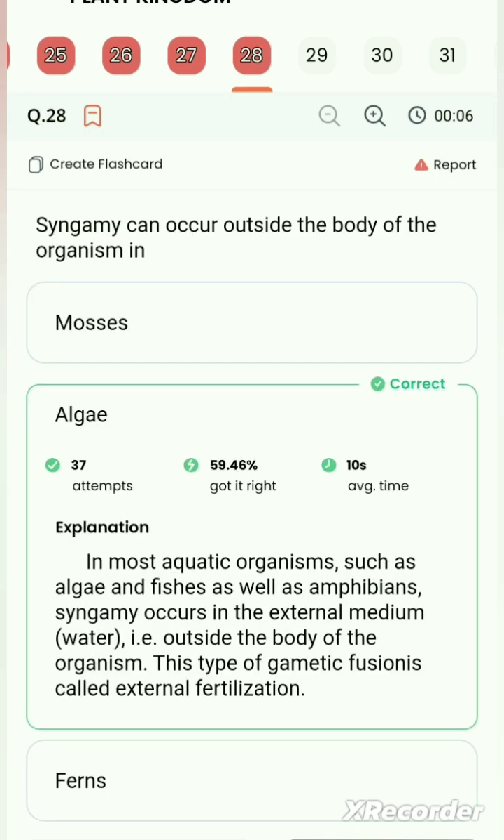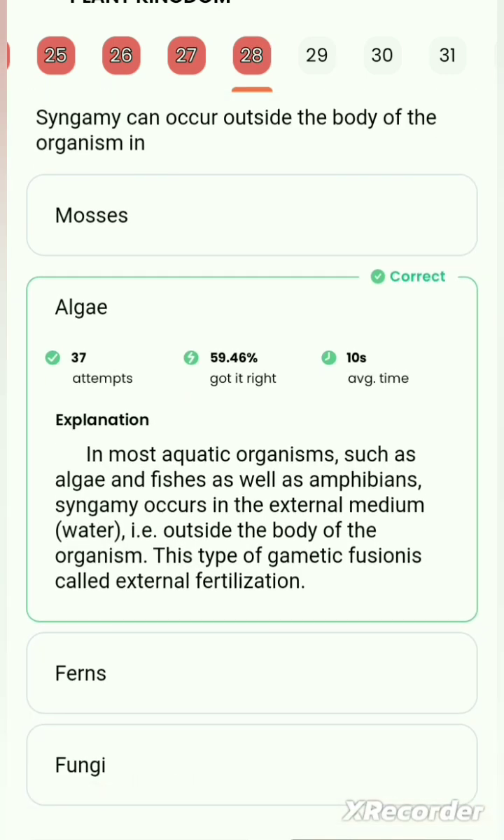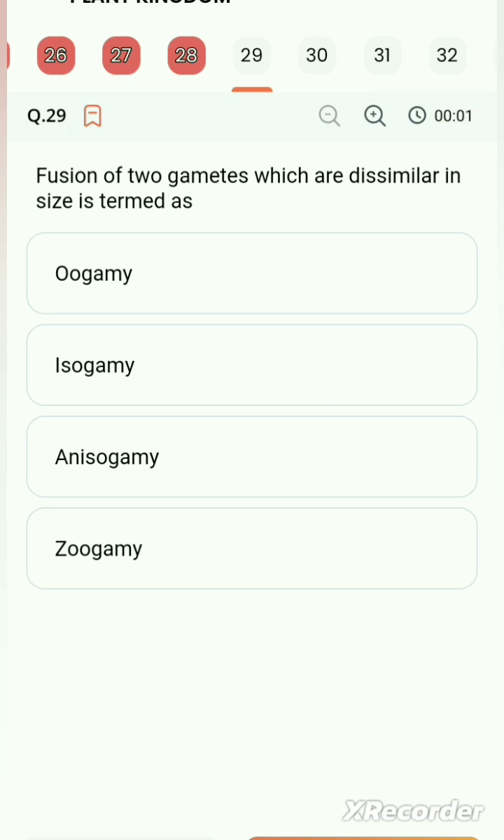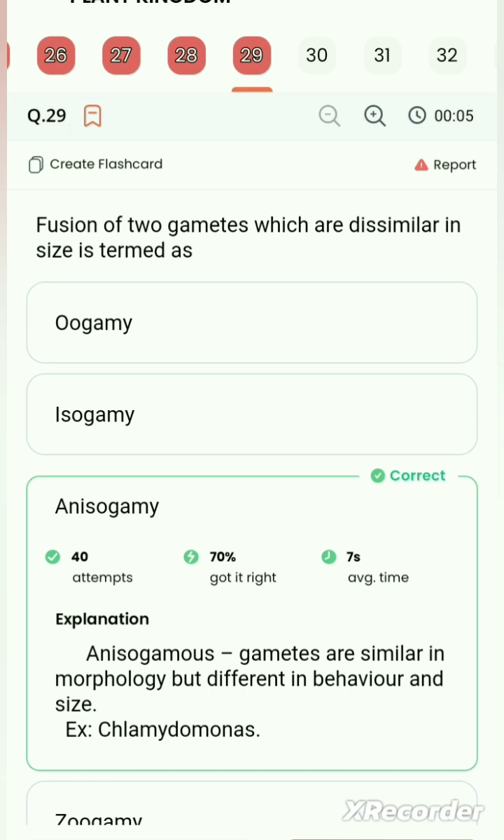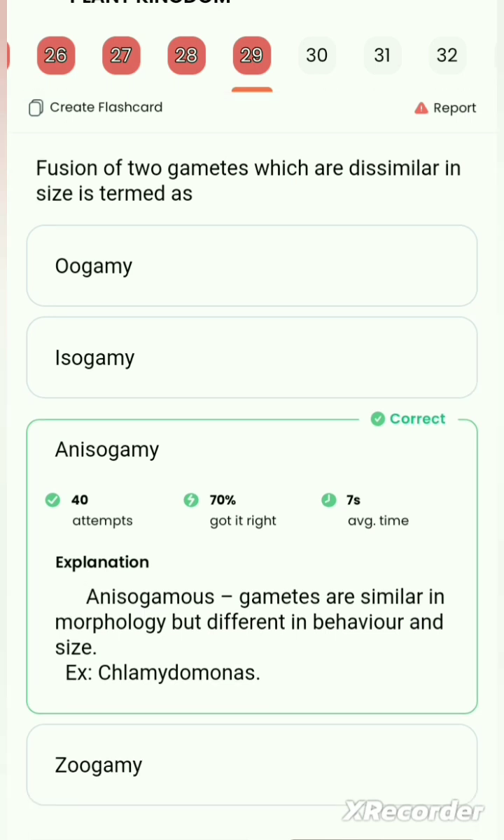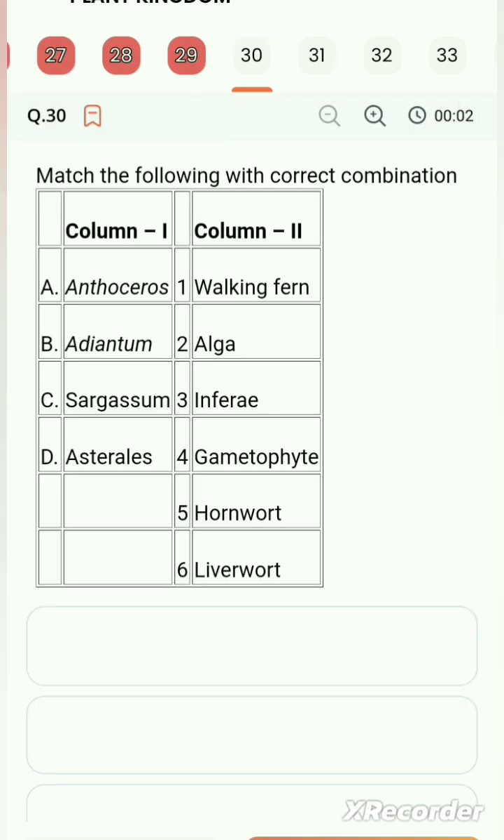Syngamy can occur outside the body of the organisms in algae. Fusion of two gametes which are dissimilar in size is termed anisogamy. That means the gametes are similar in morphology but their behavior is different. Example, Chlamydomonas.